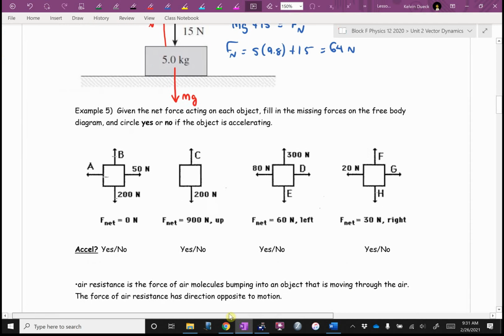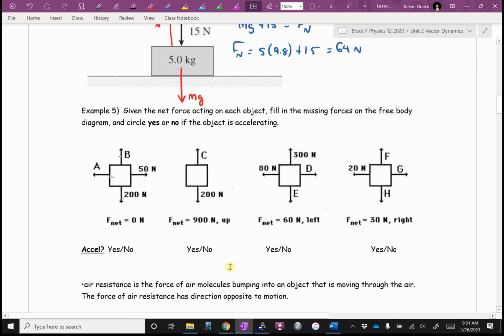Example 5 says, given the net force acting on each object, fill in the missing forces on the free body diagram, and then circle yes or no if the object is accelerating. We're going to do the yes or no first. What's the net force on this first one? So is it accelerating, yes or no? Newton's first. What about this next one? Accelerating, yes or no? Must be.